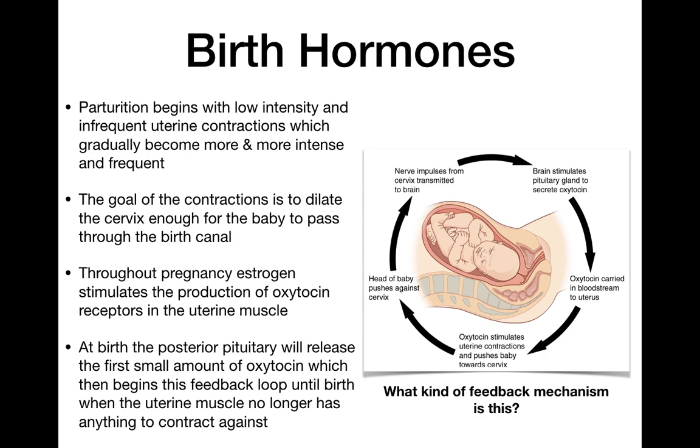So we have oxytocin after the head of the baby is pushing against the cervix, and then that sends an impulse from the cervix to the brain. The brain tells the gland to secrete oxytocin. Oxytocin goes through the bloodstream to the uterus, and that tells the uterine wall to contract and push the baby towards the cervix. It pushes on the cervix, it sends the nerve impulse, it secretes oxytocin, the same thing again and again and again. So what kind of feedback loop is that, guys? That's right, positive feedback loop. And in general, positive feedback tends to be for extreme events.